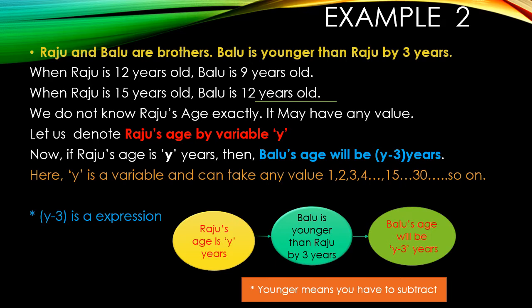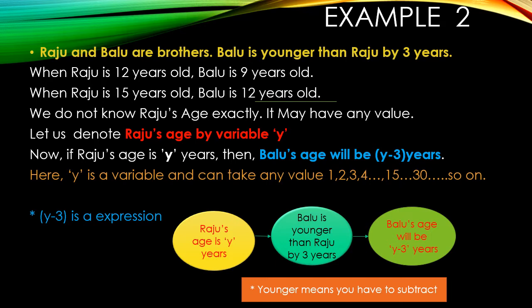Let us denote Raju's age by the variable y. Now if Raju's age is y years, then Balu's age will be y minus 3, since Balu is younger by 3 years. Here y is a variable and can take any value 1, 2, 3, 5, 15, 30 and so on. And y minus 3 is an algebraic expression.